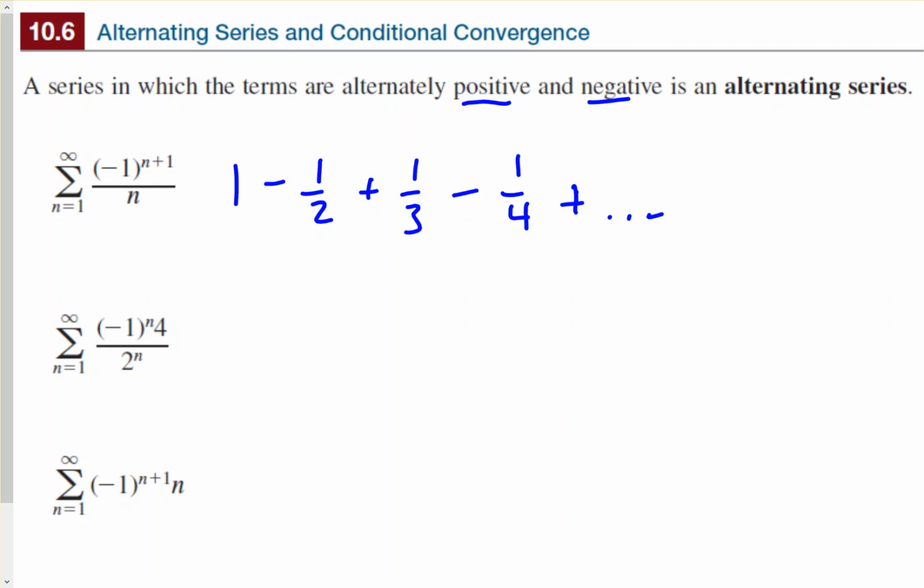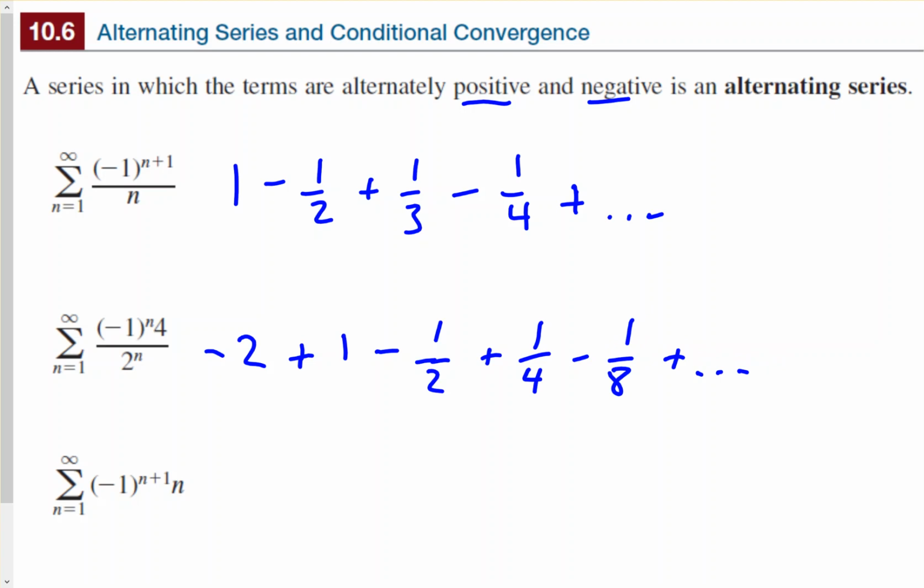And this one, if we plug in n is 1, that gives us negative 2 for the first one. N is 2, that gives us 4 over 4, which is 1, so plus 1. If we plug in 3, that gives us negative 4 over 8, so negative 1/2. And this will alternate: plus 1/4, minus 1/8, so on and so forth.